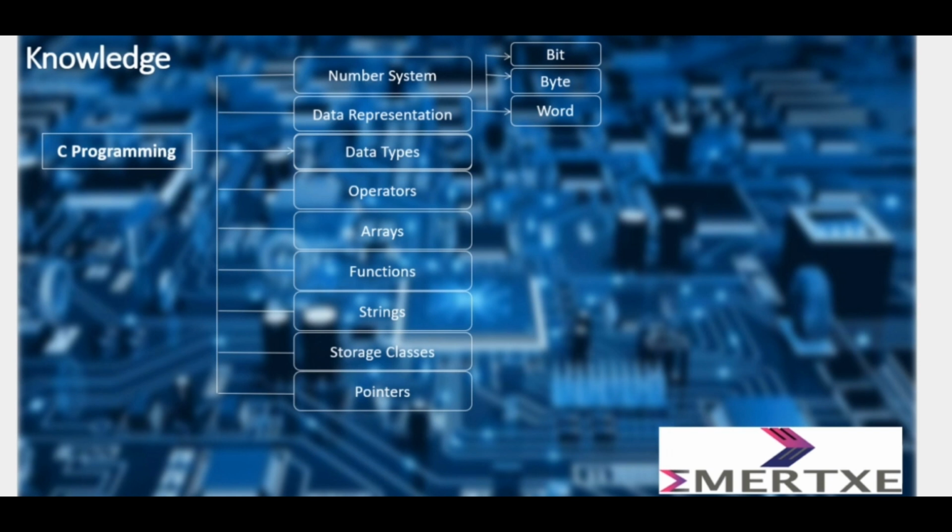Let's move on to the next thing, storage classes. In storage classes, we have auto, register, static local, static global, and extern. Next, the main important concept is pointer. A pointer is a variable which stores the address of another variable.